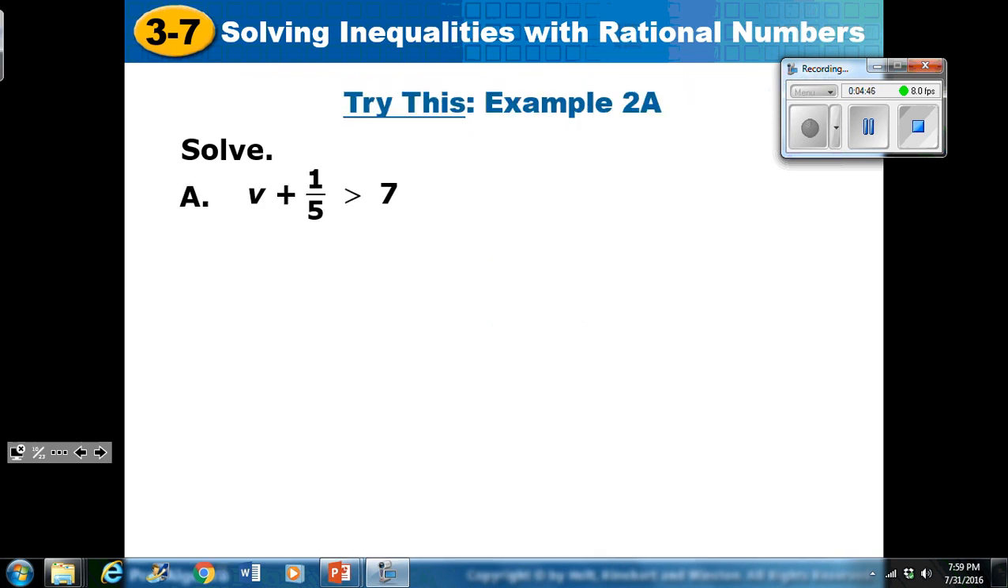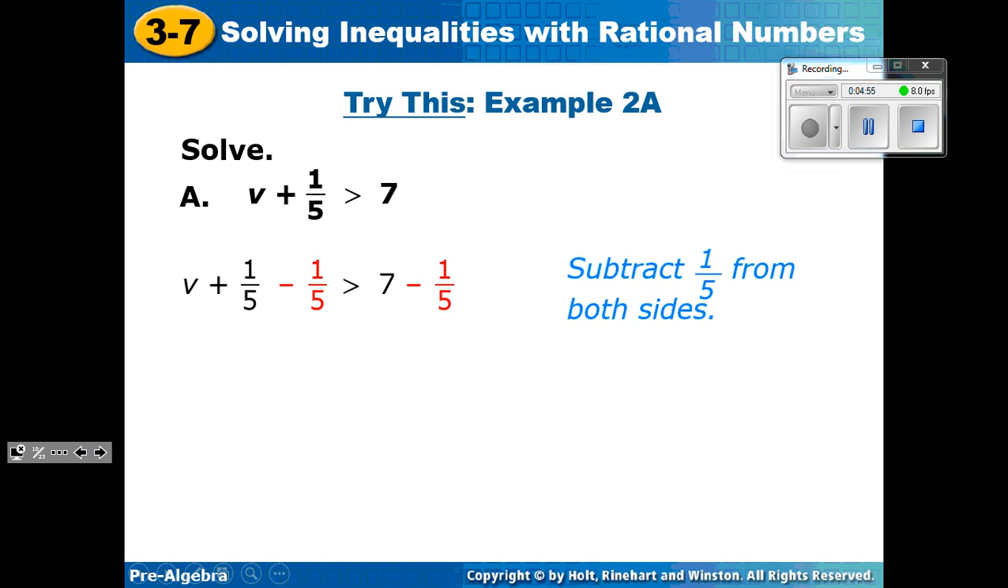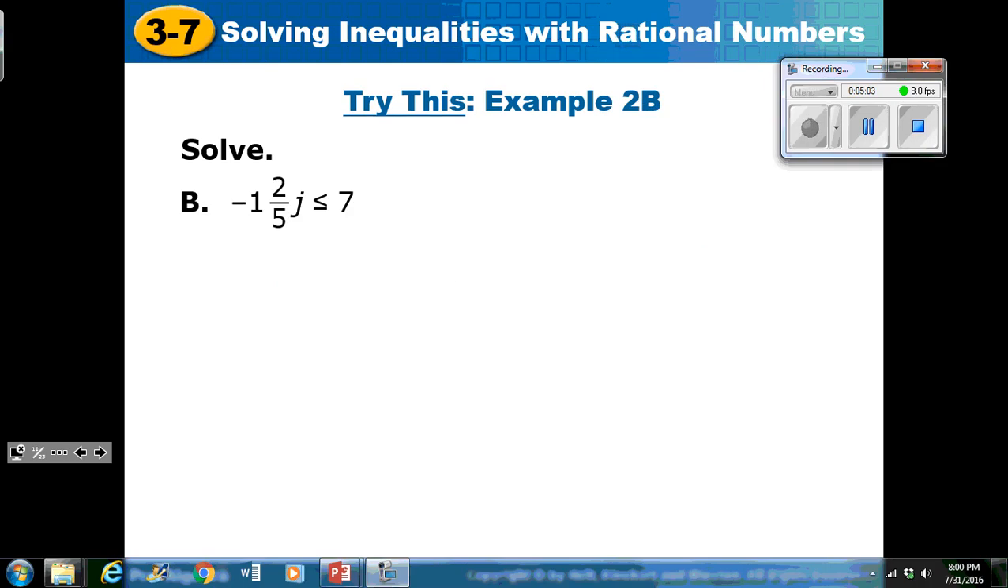Here's one to try by yourself. Pause, and then turn the video back on for the answer. V is greater than 6 1/4. Here's another one to try by yourself. Pause, and then turn the video back on for the answer.